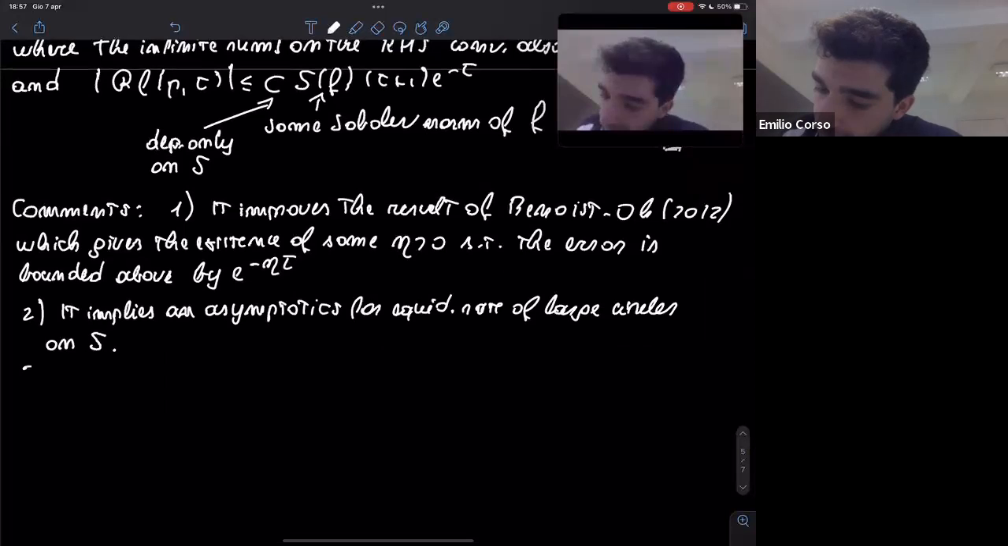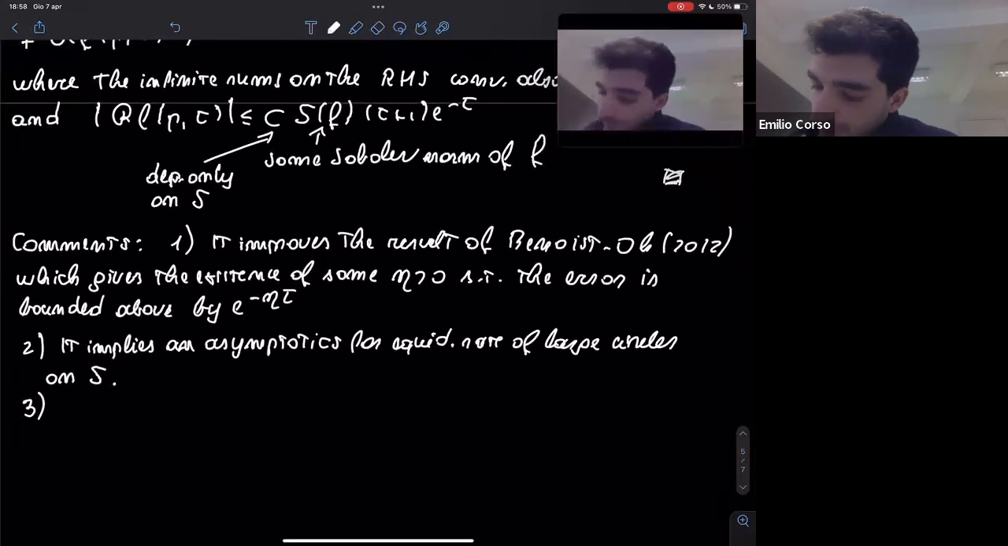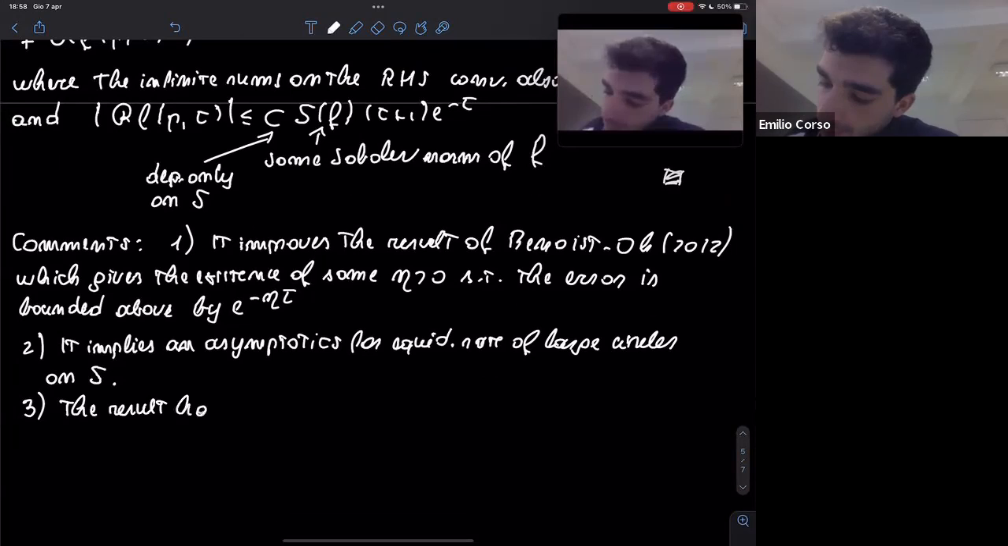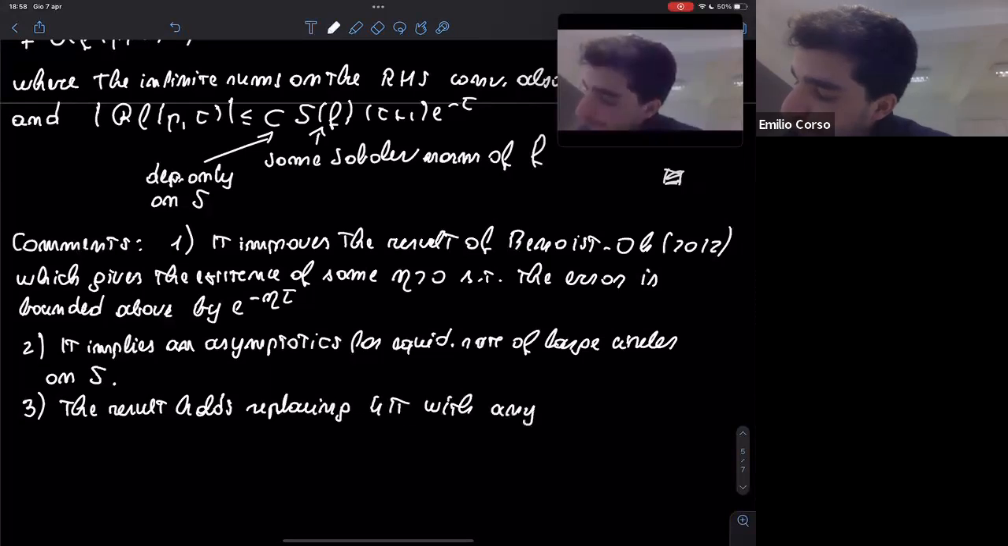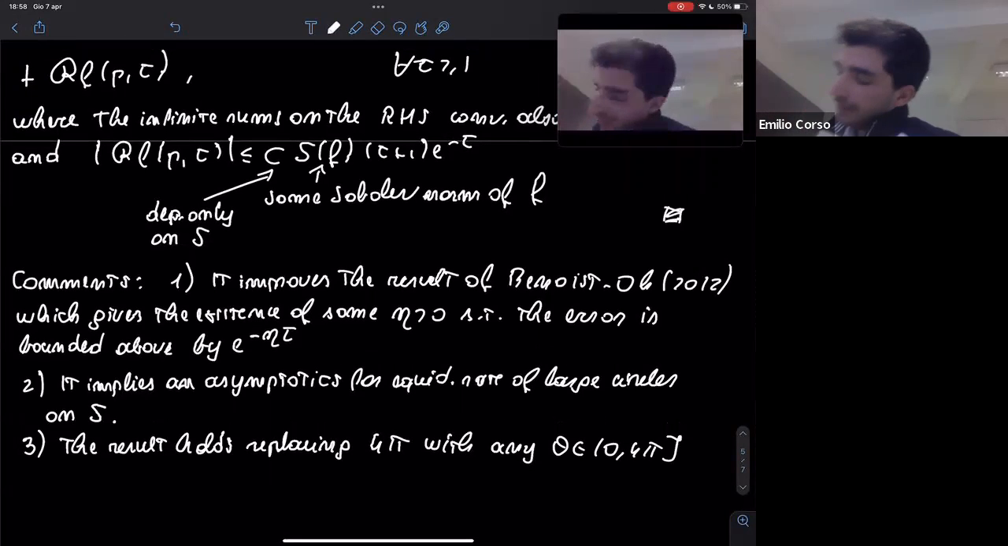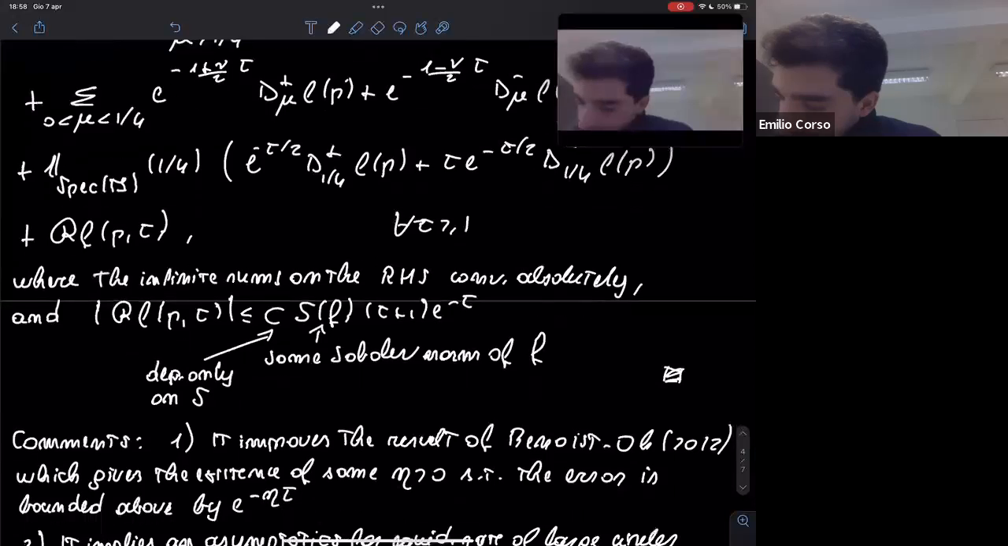A third remark maybe is also that the result holds not only for full circles, but we actually prove it by exactly the same method that I will outline in the sequel for arbitrary arcs of circles. So the result holds for replacing, let's say, replacing 2 pi with any theta in (0, 2 pi). So many pieces of circles actually have this effective rate of equidistribution. Of course, the only thing that changes are the estimates on the error and on the uniform norm of these coefficients, which will additionally depend on theta in a fairly obvious manner.